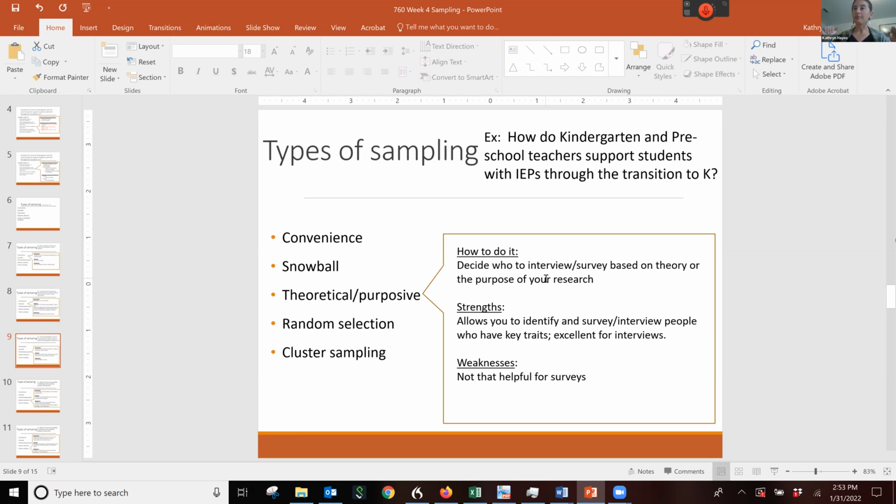Okay. And that is so strong. That's a really strong sampling approach. However, it can be okay for surveys, I would say, if it's combined with cluster sampling, which I'll talk about in a little bit, okay?